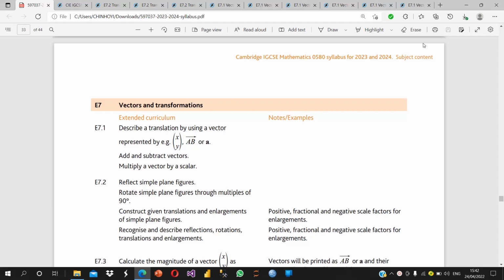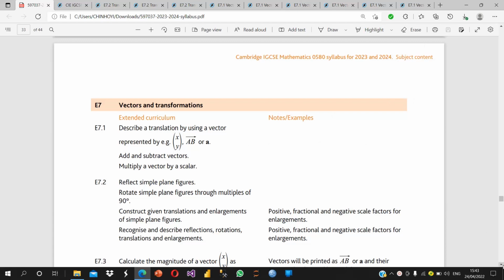So today we want to look at transformation. The last topic that we wanted to discuss was on vectors, but due to failure in network, we didn't manage to look at the vectors. So we are going to look at vectors and transformation. But for this lesson, I want you to pay attention to vectors.